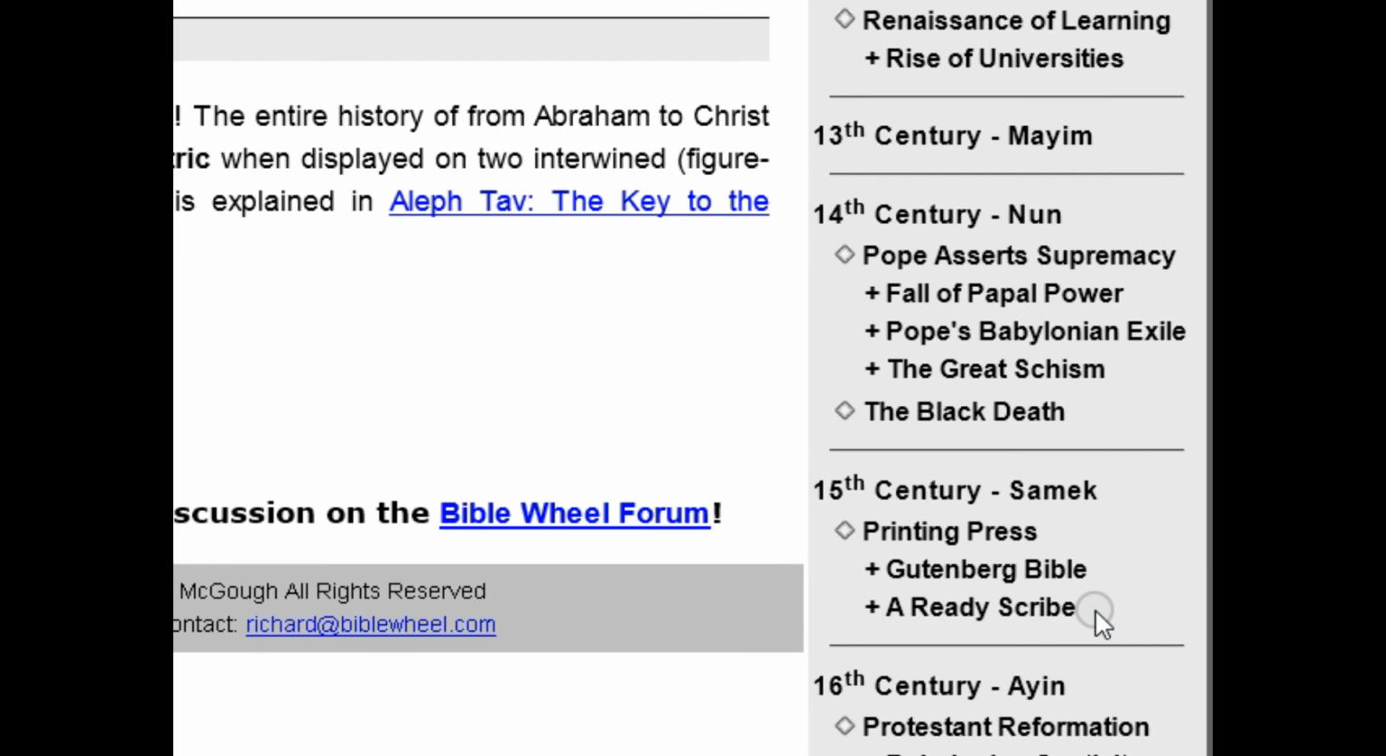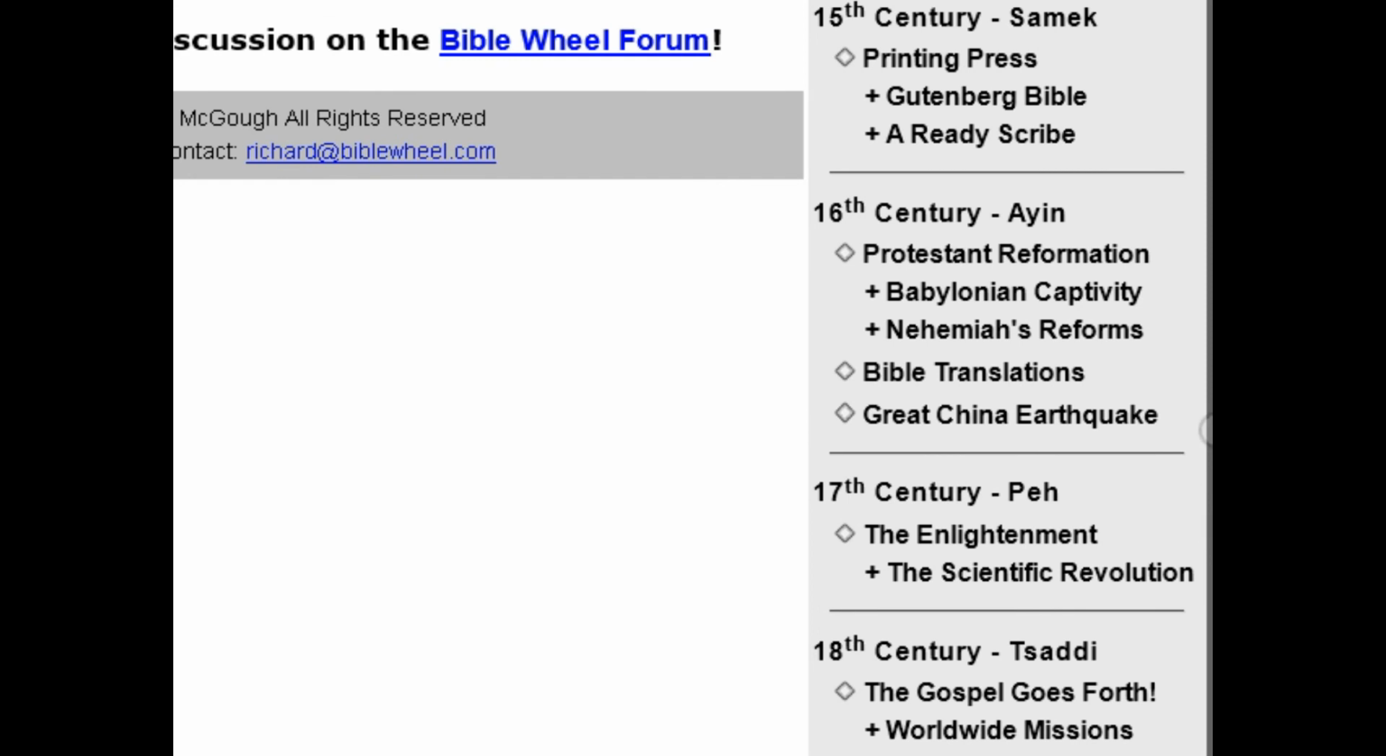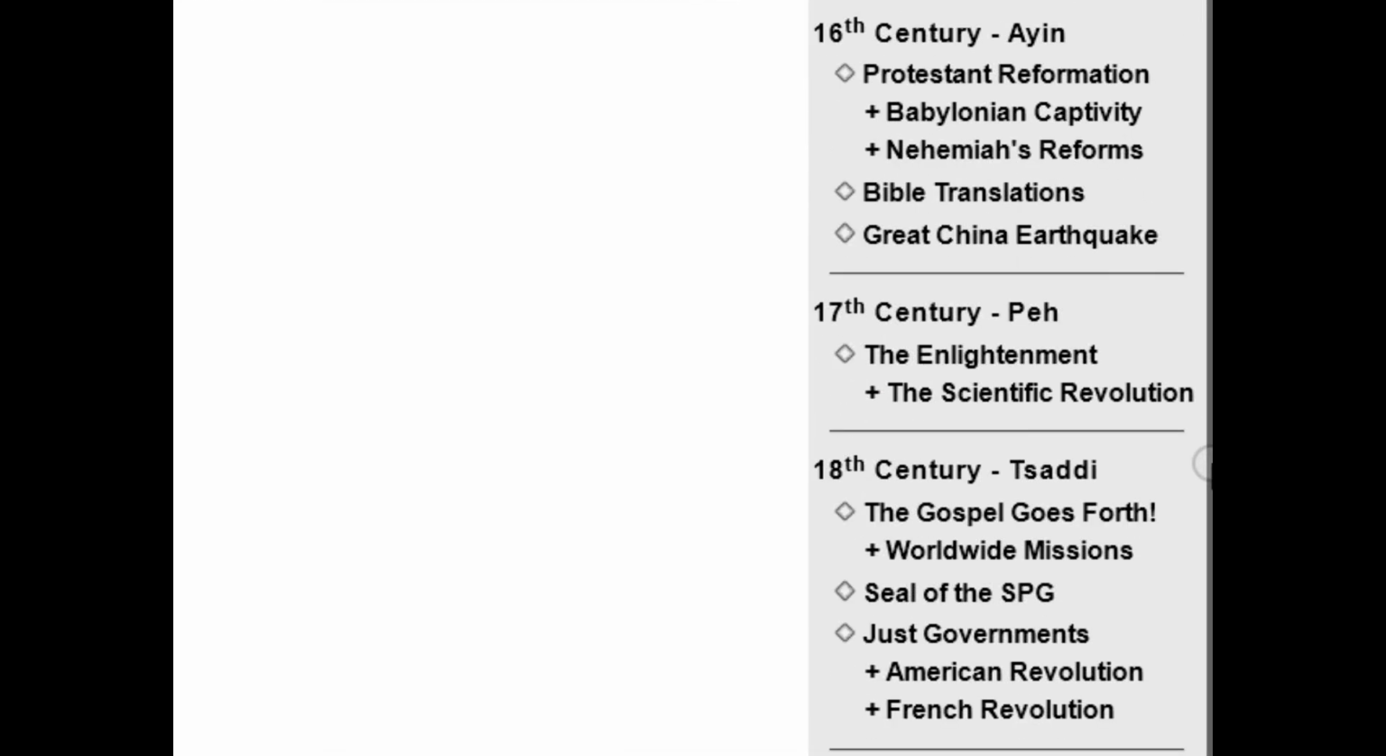15th century, the printing press, the Gutenberg Bible, a ready scribe. Ezra was a ready scribe. Ezra wrote the 15th book of the Bible, and the 15th century was a century specialized for scholarship, like scholars, because the printing press was invented, and that pushed the writing of books.